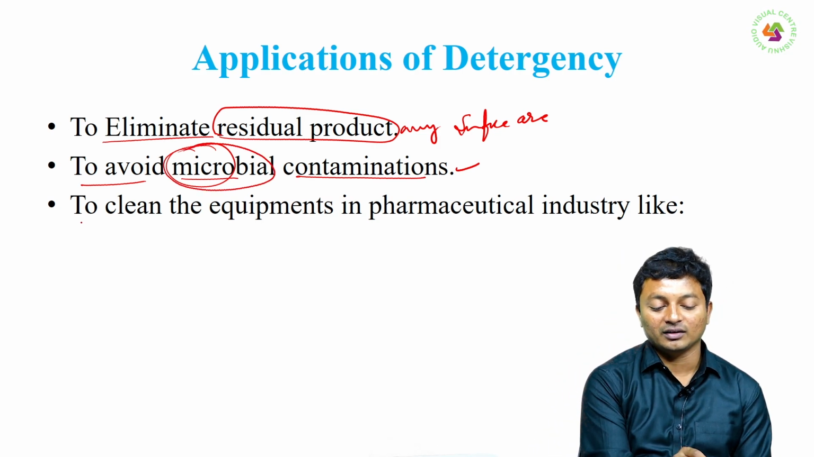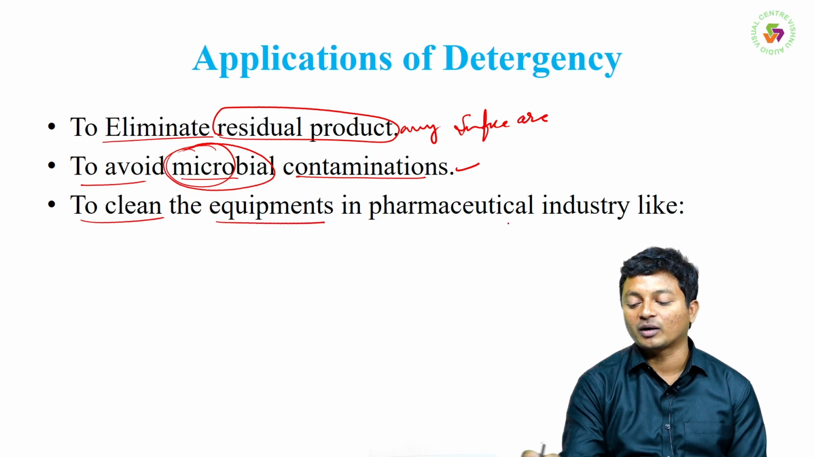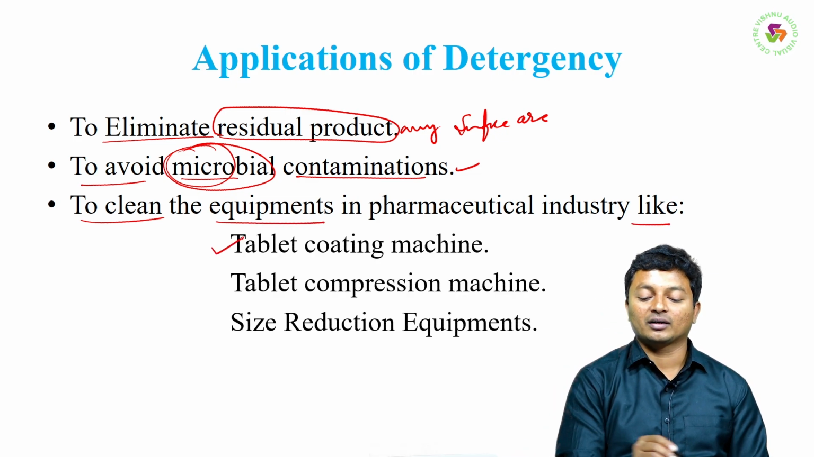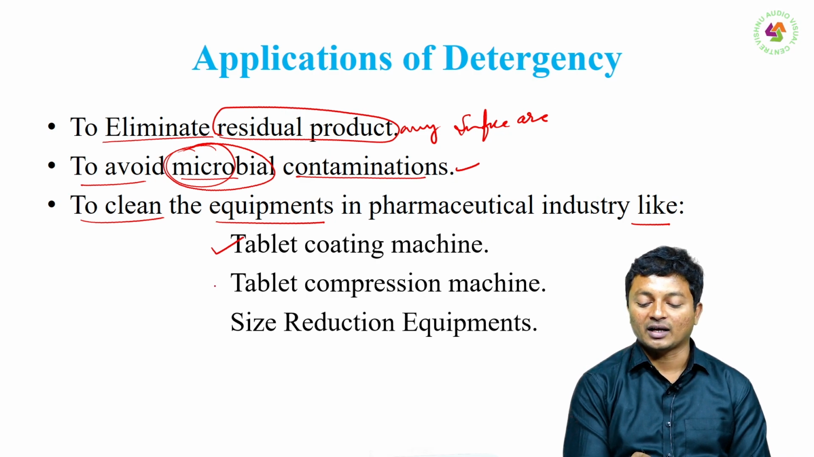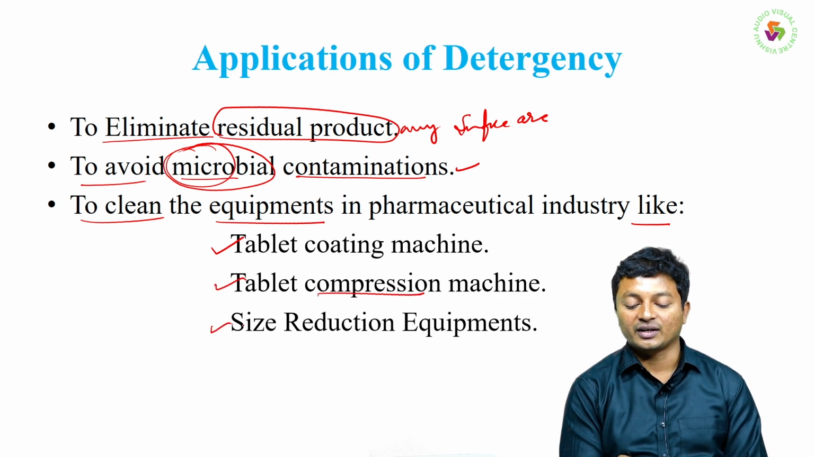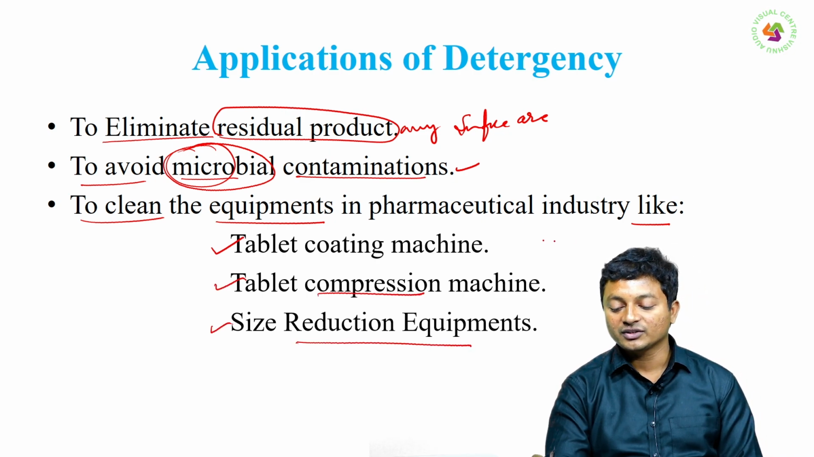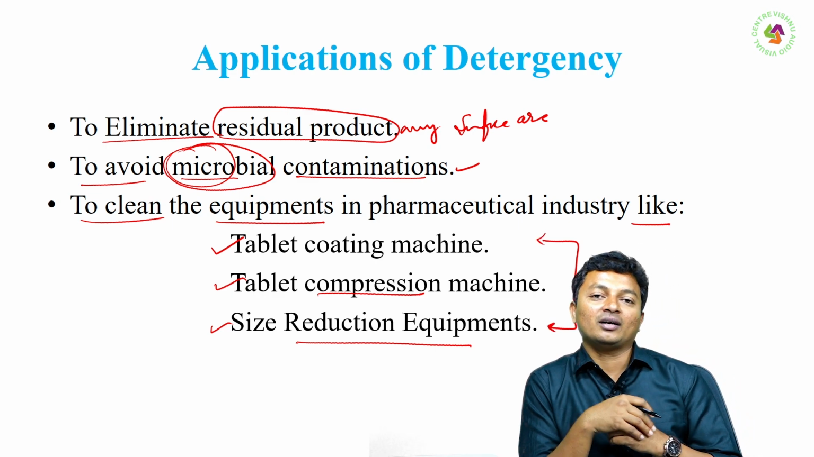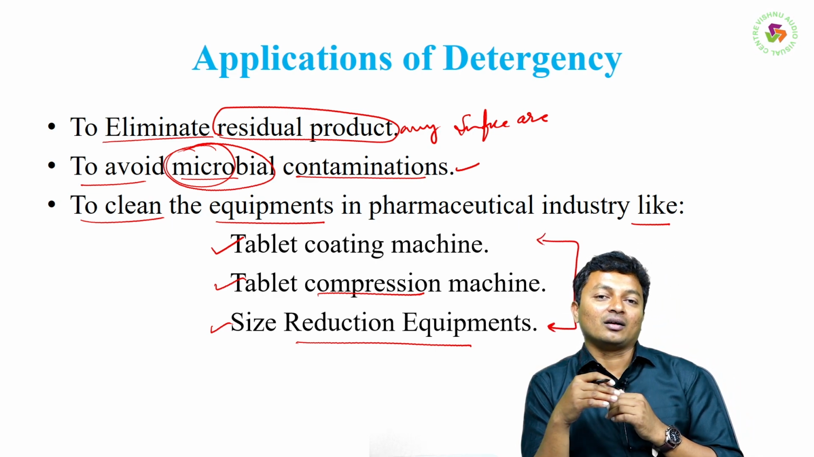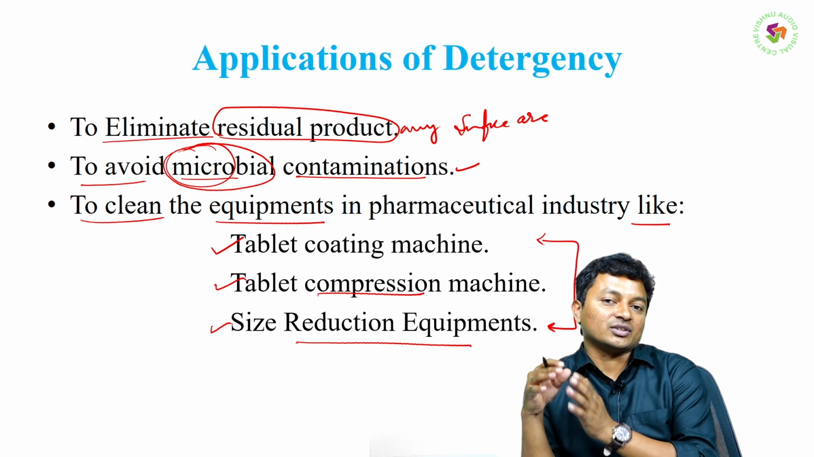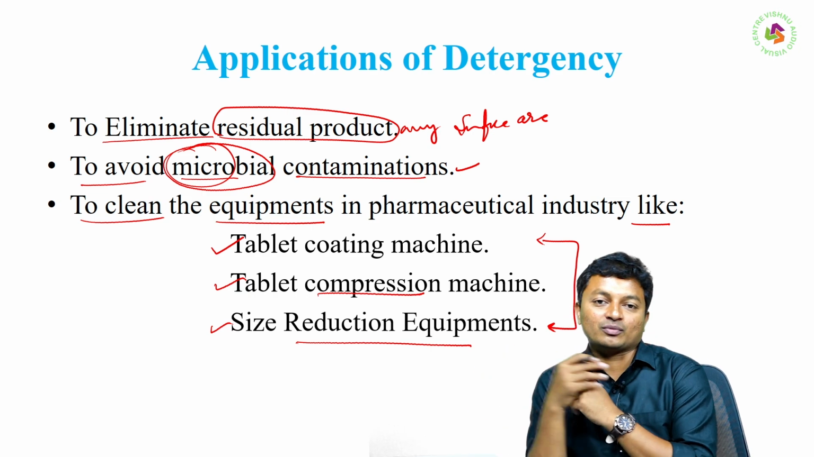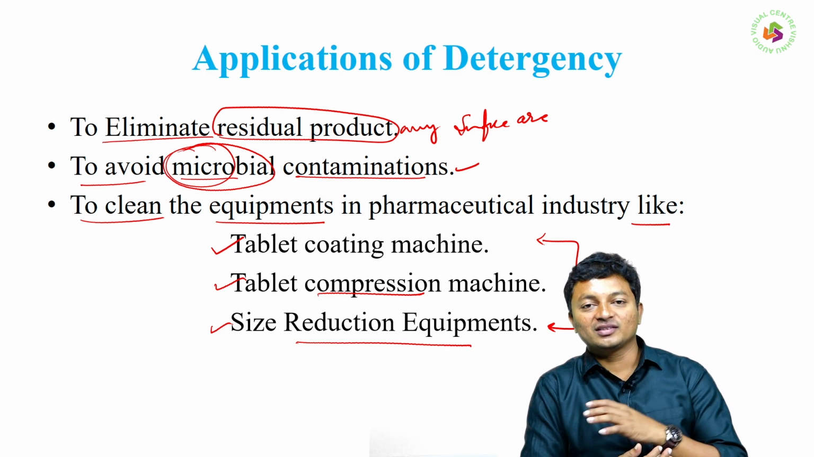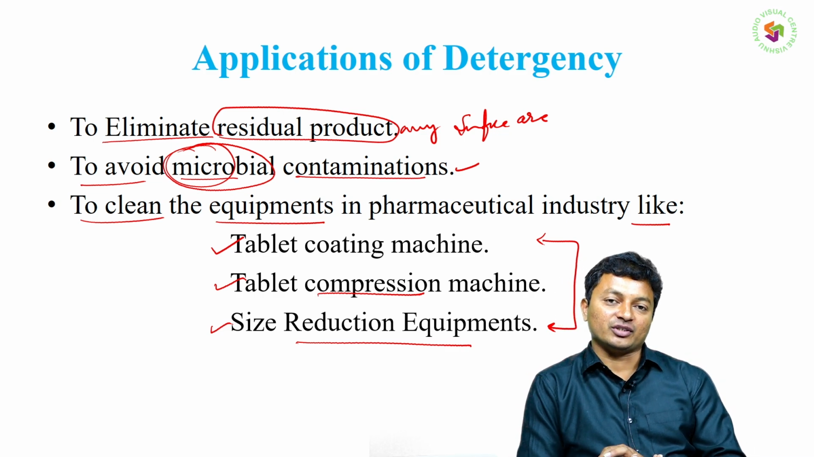Another thing here is to clean the equipment in pharmaceutical industries like tablet coating machines, tablet compression machines, and size reduction equipment. All these things will be contaminated by batches. After one batch, we need to start cleaning for the next batch by using these detergency techniques. This is in detail about the detergency.